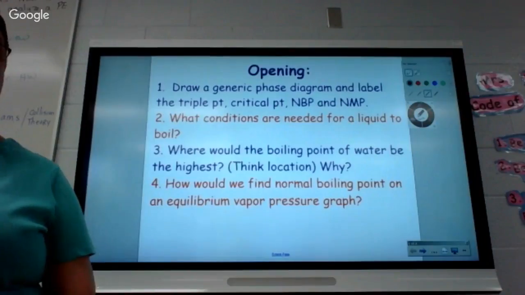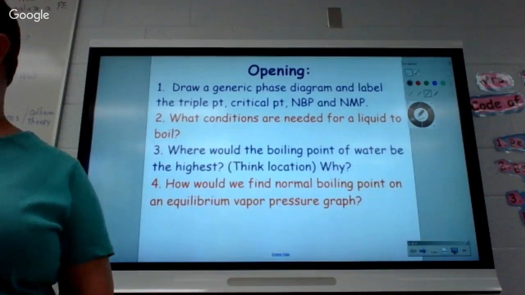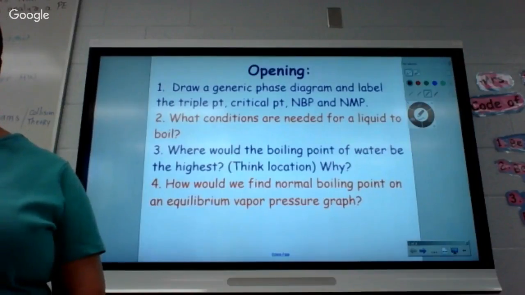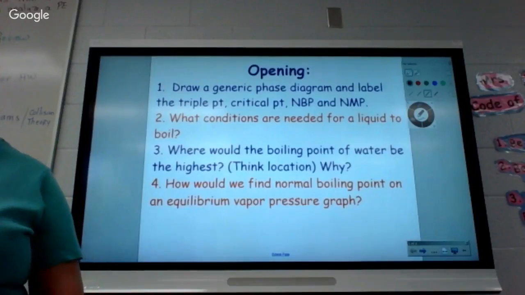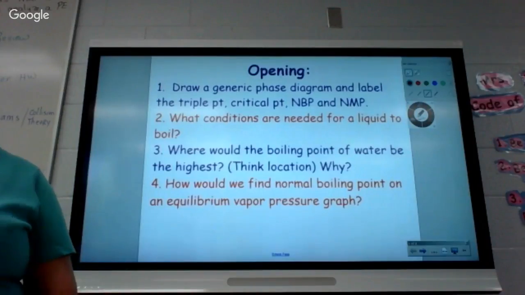Atmospheric pressure. What? Equilibrium vapor pressure. When equilibrium vapor pressure equals what? Atmospheric pressure. Yes. When equilibrium vapor pressure equals atmospheric pressure, a liquid does not boil until those two things are equal.